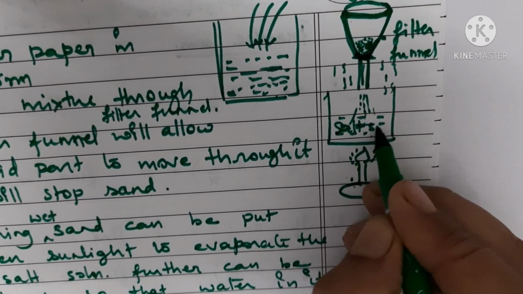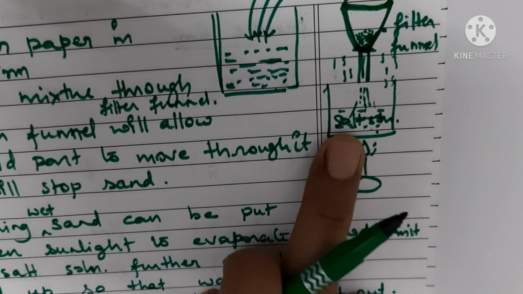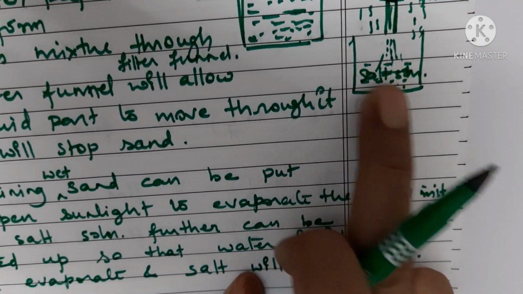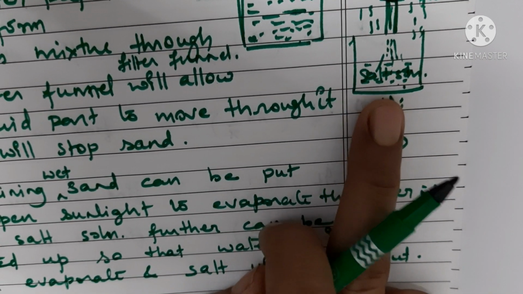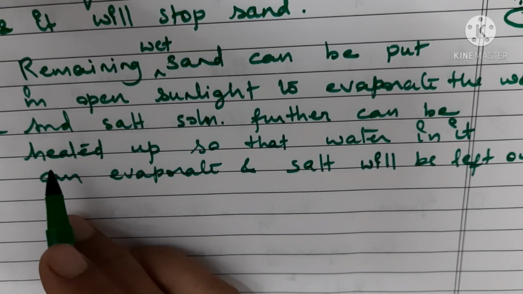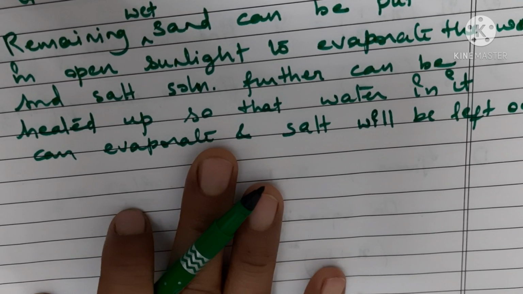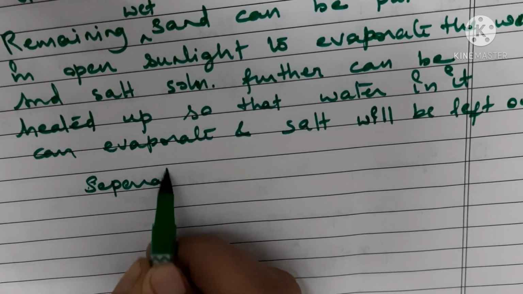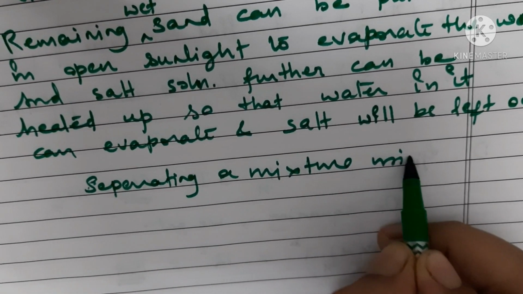ये सॉल्ट का सॉल्यूशन था। ओके, so the salt was mixed in the water. What we did, we heated it up, हमने इसको गर्म किया। Salt solution was then heated up to an extent so that this water, whatever was water in this salt solution, it was evaporated and we were left with salt with us, and that is why we got salt back to us and sand was separated from the salt in this way. So this type of separation is known as separating a mixture using a solvent.